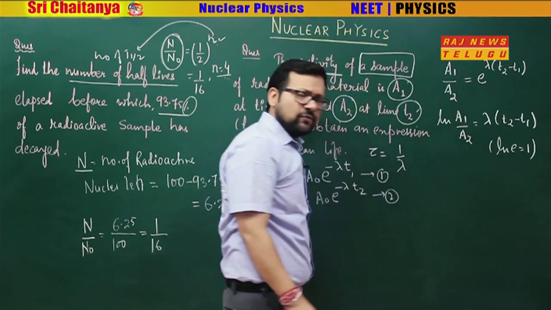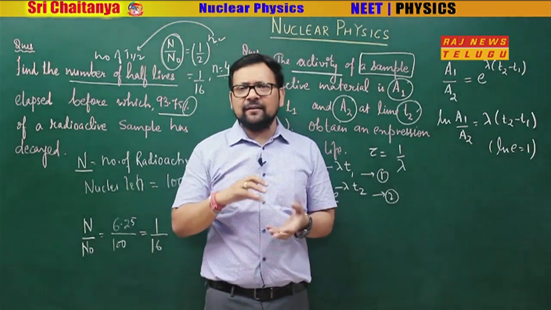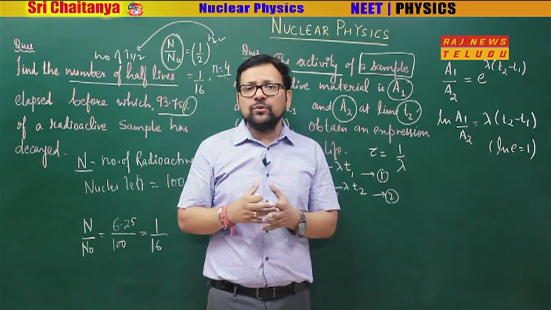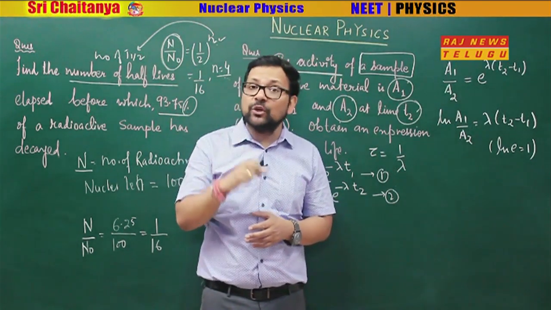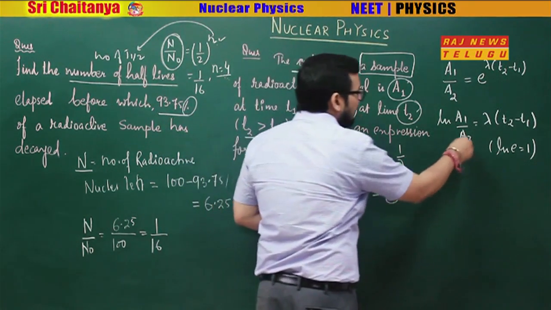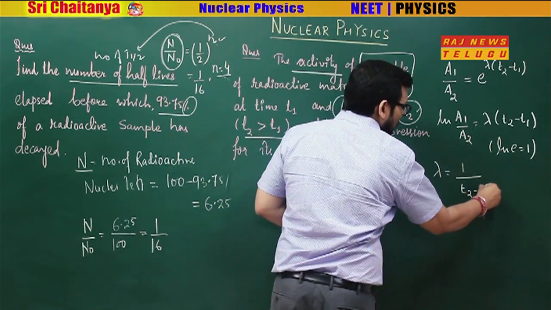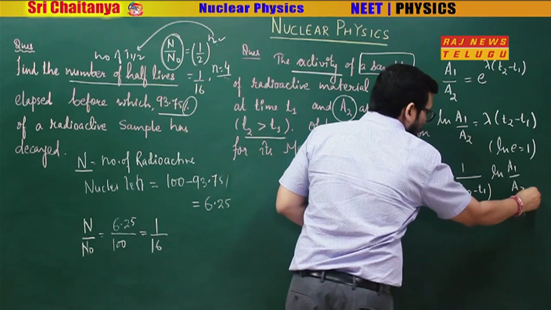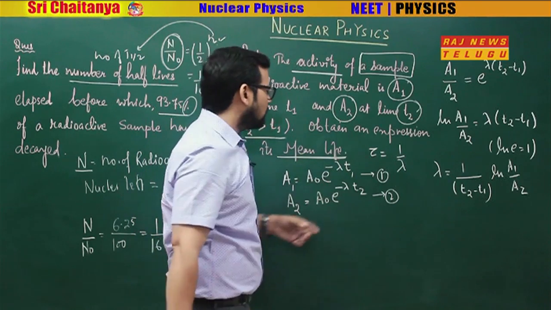Let me tell you one thing. For solving the concept of radioactivity, you need basic knowledge of logarithm, such as base change and power becoming coefficient. Not much depth, but basic knowledge of logarithm is much needed in solving this. So here lambda is 1 upon T2 minus T1 into ln A1 by A2. And what was required? The required was mean life. So what is mean life?